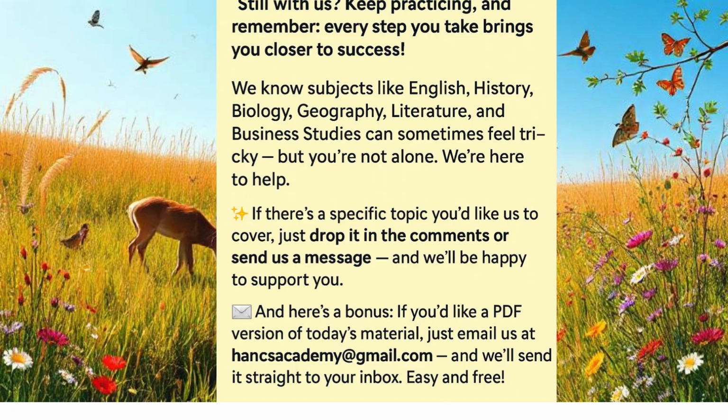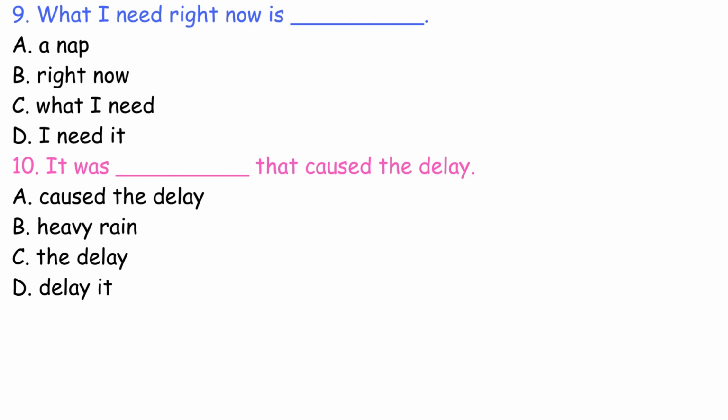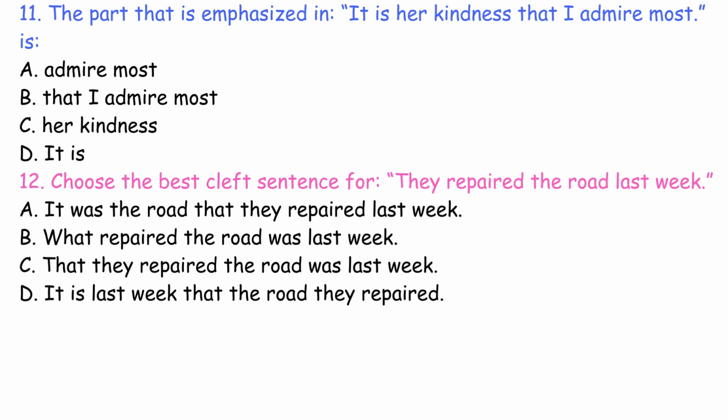Answer. You've got this. 9. What I need right now is ___. A. A nap. B. Right now. C. What I need. D. I need it. 10. It was ___ that caused the delay. A. Caused the delay. B. Heavy rain. C. The delay. D. Delay it.